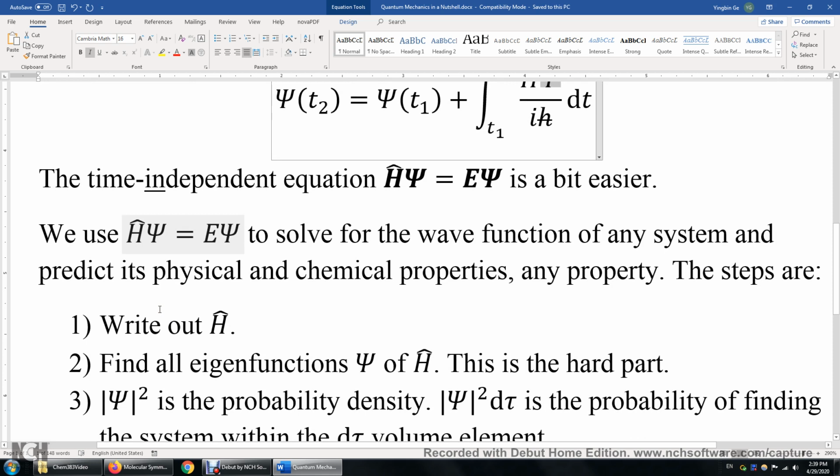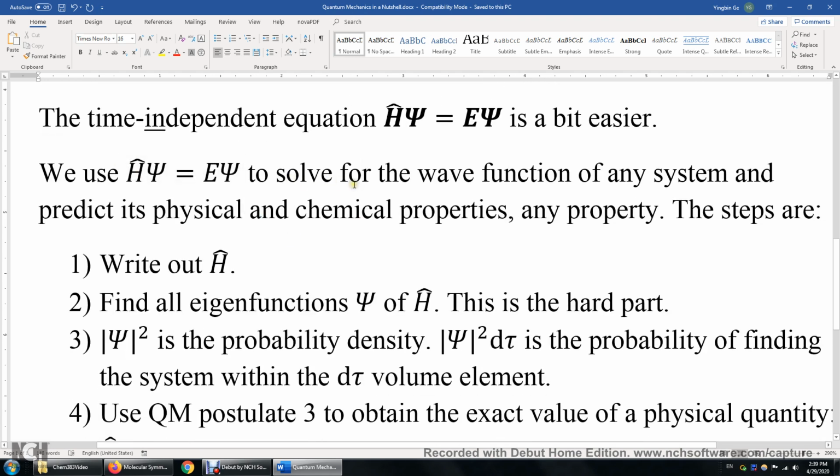The time-independent Schrödinger equation is a bit easier. So this psi does not depend on time. This H does not depend on time either. And then we just need to solve this equation to get the physical and chemical properties, any properties for any system. How do we do this?